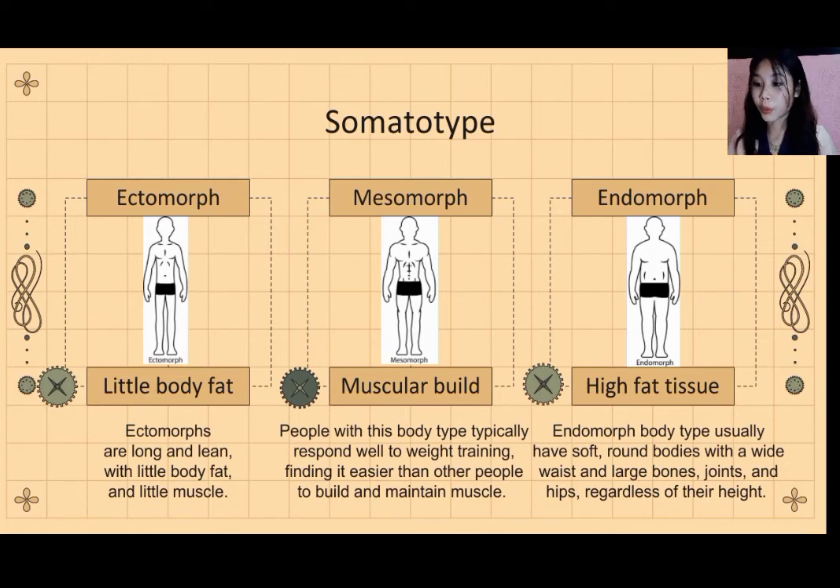Then we have the endomorph. So this body has high fat tissue, and this type of body has a slow metabolism, so they gain weight a lot. That's why the endomorph body type usually has a soft, round body with a wide waist and large bones, joints, and hips regardless of their height. So they gain weight a lot, their fats are high.